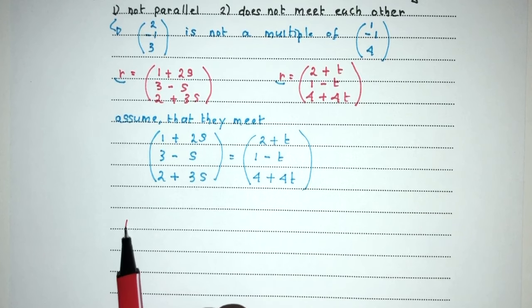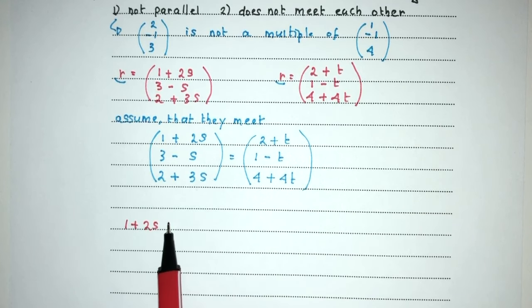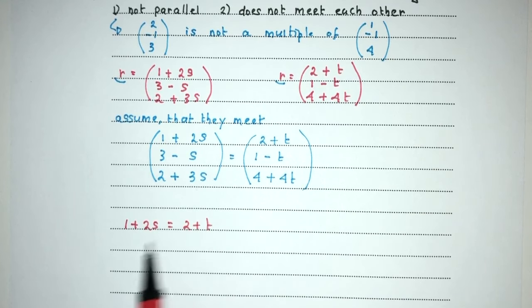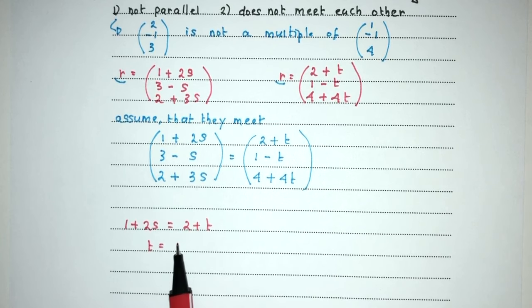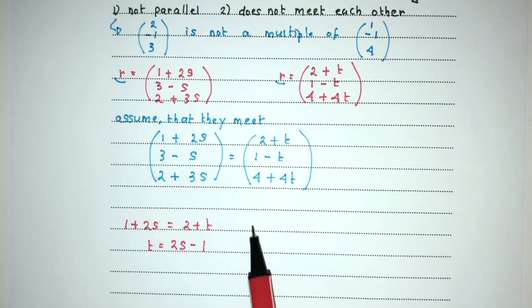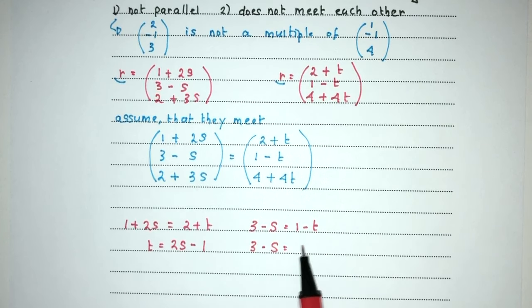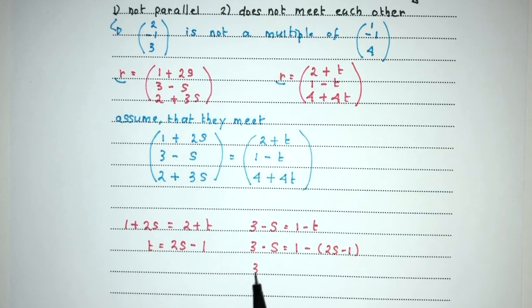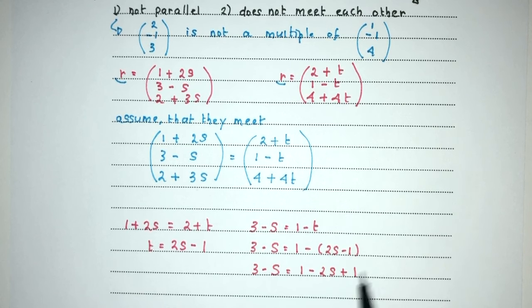So the first one is 1 plus 2s is equal to 2 plus t. So t has to be what? t has to be 2s minus 1. Now for this one, 3 minus s is equal to 1 minus t. So replace t. In here you will have 3 minus s. 1 minus t will be 2s minus 1. That will be 3 minus s, that will be 1 minus 2s plus 1.